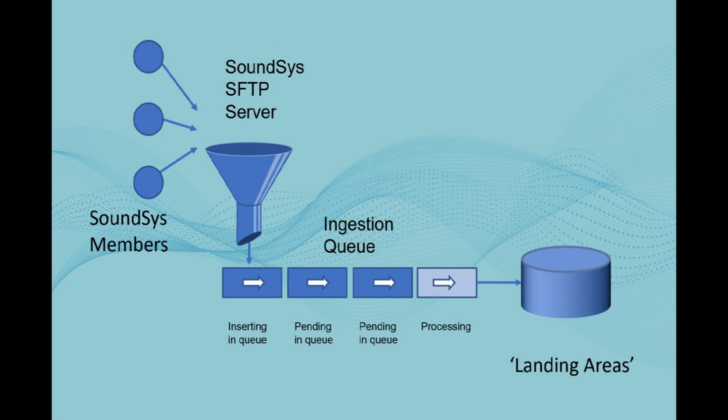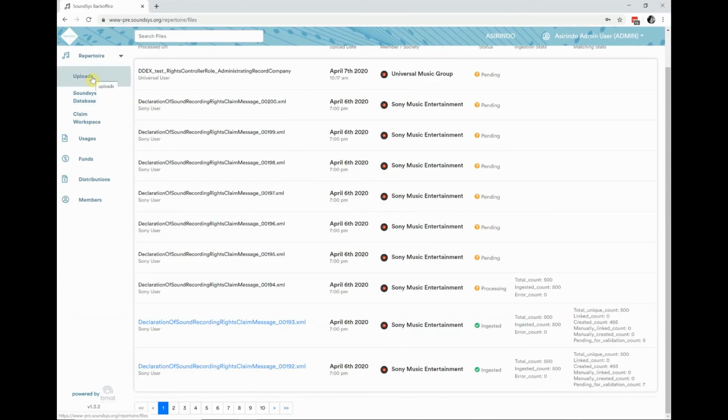Multiple members can be uploading repertoire at the same time in SoundSys. All the uploaded files are queued through an initial error checking process and then onward into the member's own landing area. When we look at the list of files that we've uploaded, each individual file will have a status on that particular file telling us what stage of the processing it has reached.